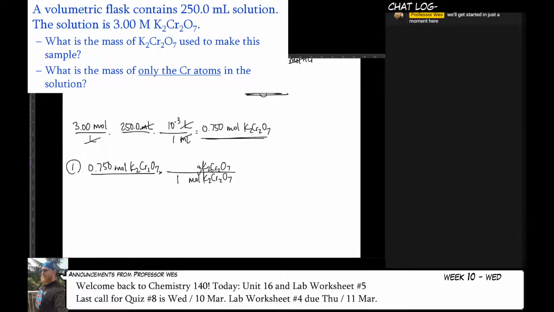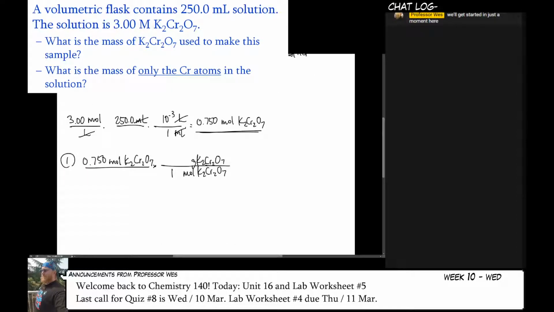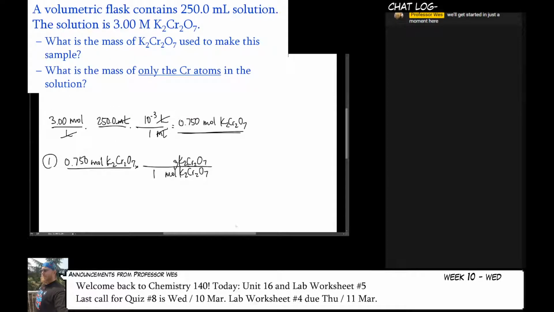Got to go to Lenntech for that too. Oops. Oh, what did I just do? There we go. For some reason, Alt-tabbing made it full screen. So K2Cr2O7. So I got 294.18, I think it was. Let's see here. Yeah.